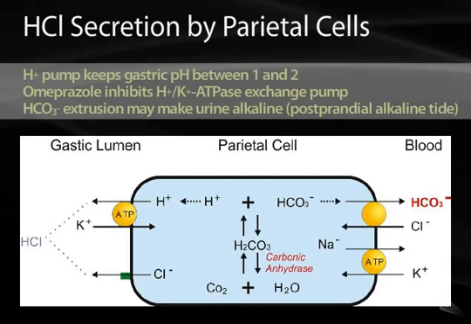This is the reason that urine can be made alkaline, and explains the postprandial alkaline tide that can be seen. At that time, there is more gastric acid being secreted, and therefore more bicarbonate being released into the blood as well.